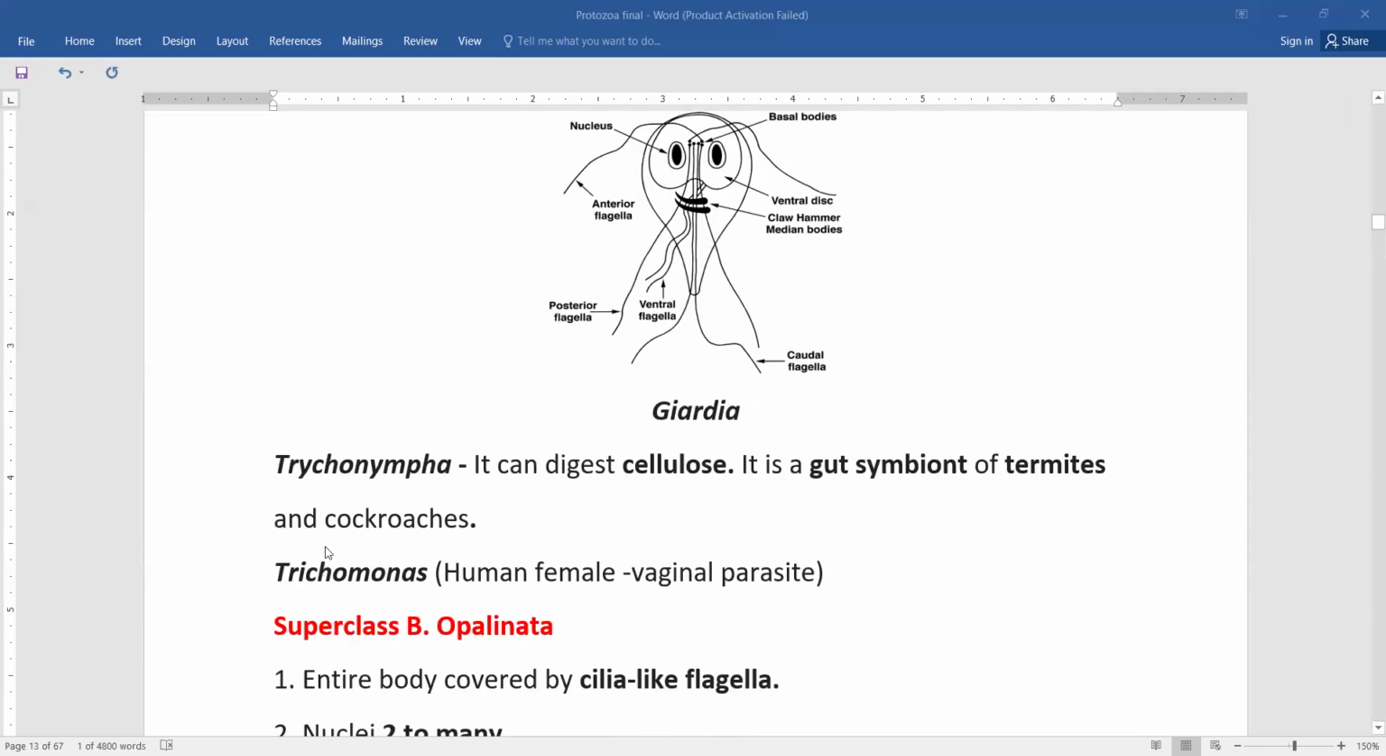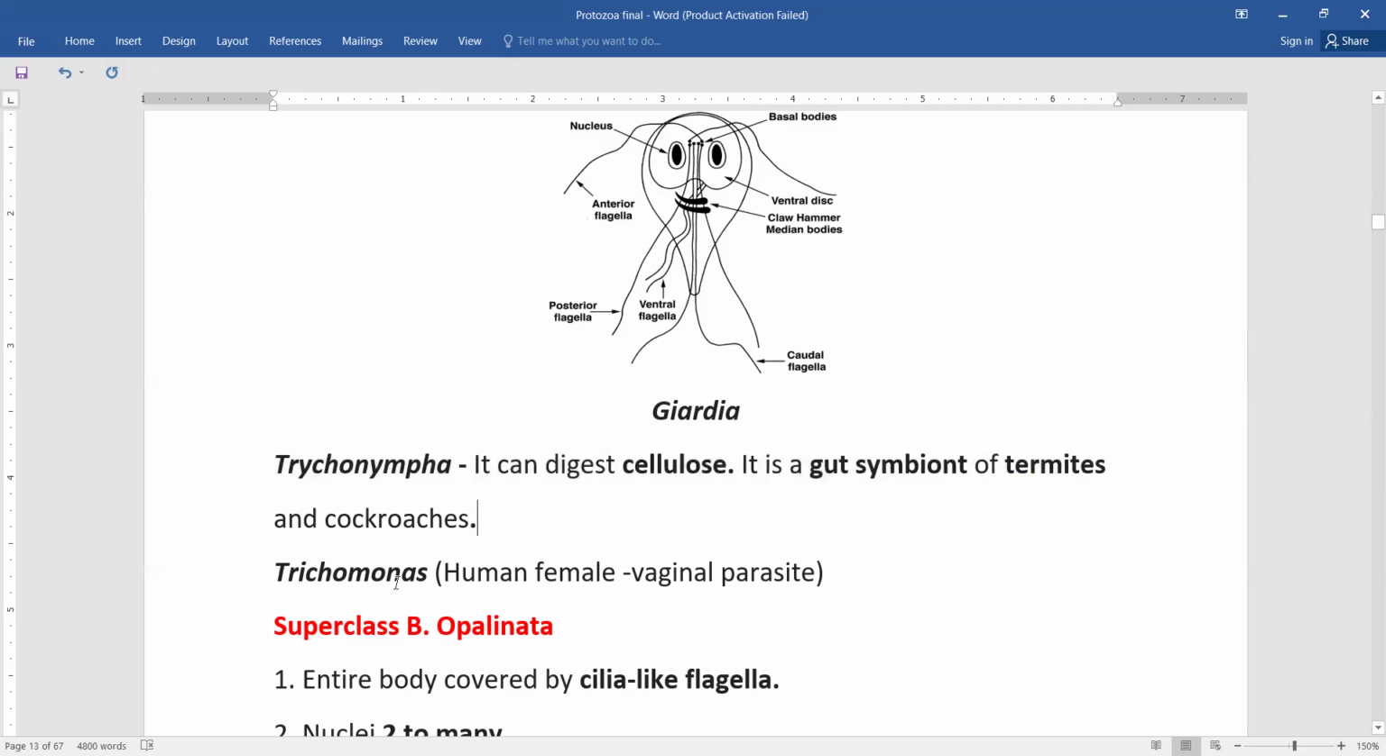Another famous example for Zooflagellata is Trichonympha, which can digest cellulose. It is a gut symbiont of termites. It is a symbiotic organism in the intestine or gut of termites. Rather than calling it an endoparasite, we call it a symbiotic organism, because termites get glucose due to the digestion of cellulose by Trichonympha. Trichonympha gets both cellulose and also shelter. So that is a kind of symbiosis. So Trichonympha is a gut symbiont of termites. You should remember this, it is very, very important. Many times it was asked.